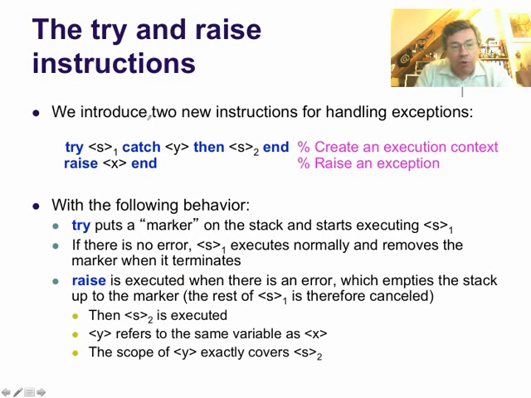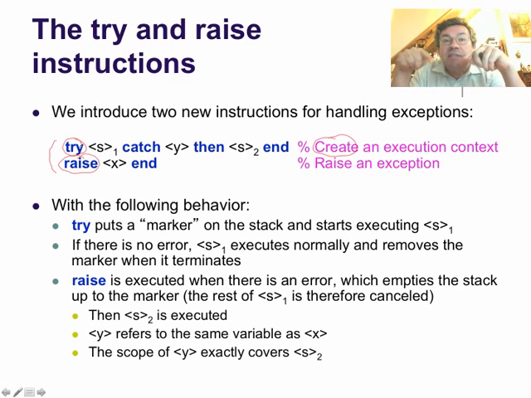To make that work, we add two new instructions as interface to this exception handling mechanism. A try instruction, which will create one of these ovals, an execution context, and a raise, which when executed inside of an oval will jump to the nearest enclosing oval. It works as follows. Let me first explain it briefly, and then I'll show with a figure, and then I'll give an example.